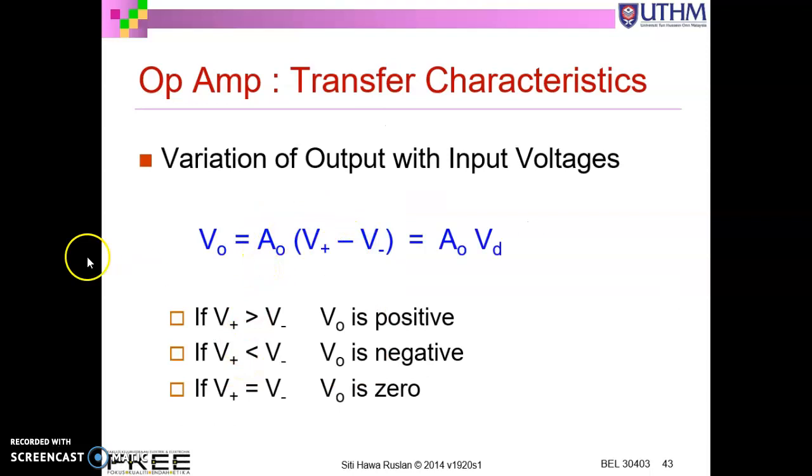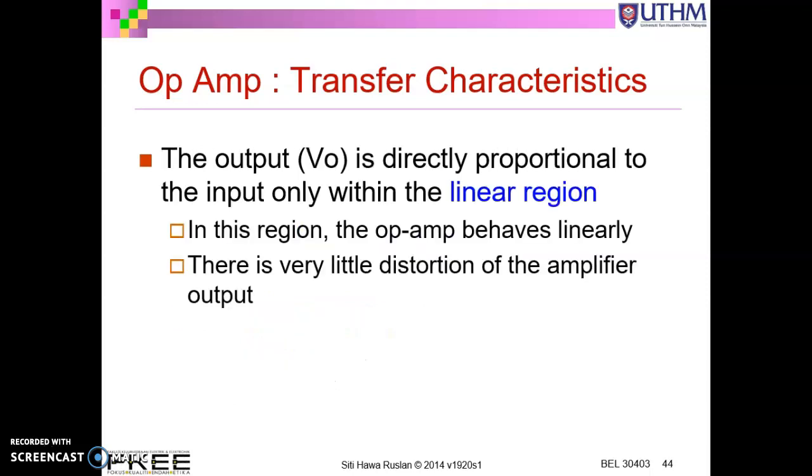Okay, and just now we have mentioned that V out is equal to A open loop multiplied with the difference between the input terminals, V plus subtract V minus, or VD. If we compare the positive and negative terminal, that's where we get the positive saturation and negative saturation just now. If we say that V plus is equal to V minus, in the last part, which is part 2 of op-amp, actually it is valid only at the center, or the linear region.